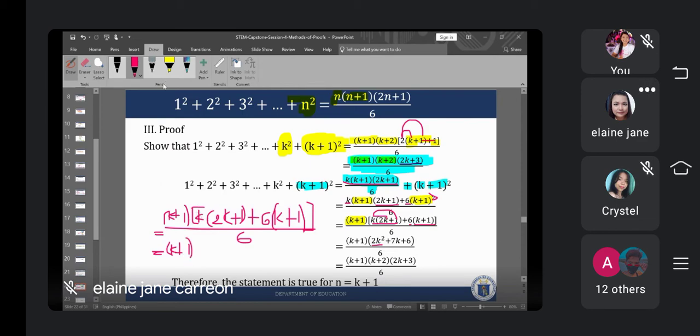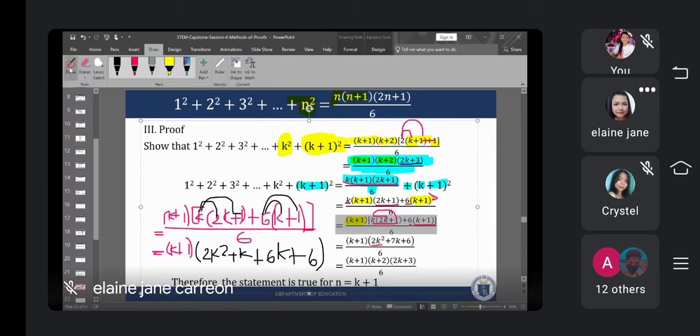And then, k times 2k is 2k square. K times 1 is plus k. And then 6 times k is 6k. 6 times 1 is 6. So, I hope you understand this one. Kaya siya naging ganito. Okay, kaya siya naging ganito.